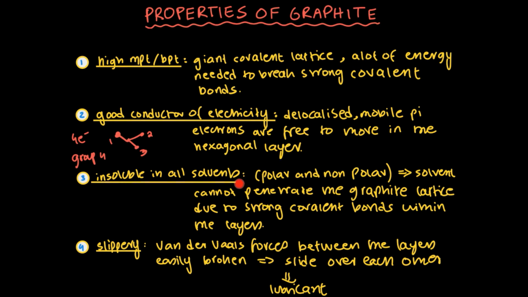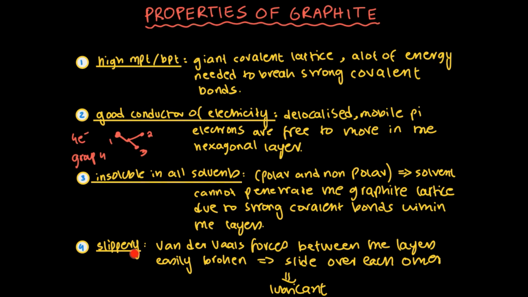The next point is that graphite is going to be insoluble in all solvents. It can be polar or non-polar, it doesn't matter. No matter what the solvent is, graphite is going to be insoluble. And this is because the solvent will not be able to penetrate the graphite lattice, and the main reason for this again is going to be the strong covalent bonds within the layers. So within the layers, within the hexagons, the covalent bonds are so strong that the solvent cannot penetrate, and because of that, it's going to be insoluble.